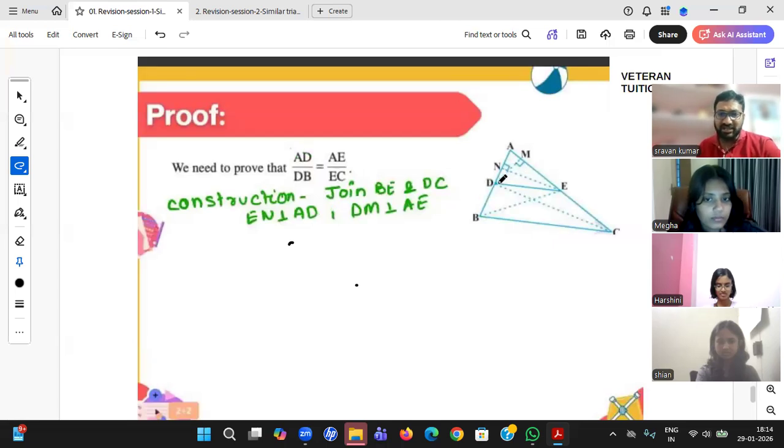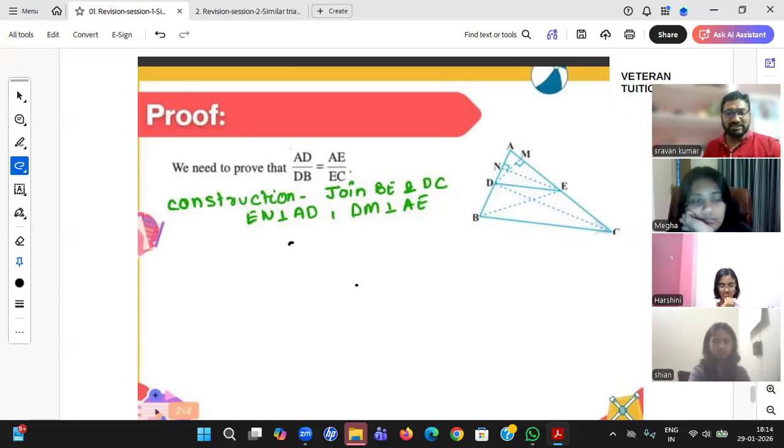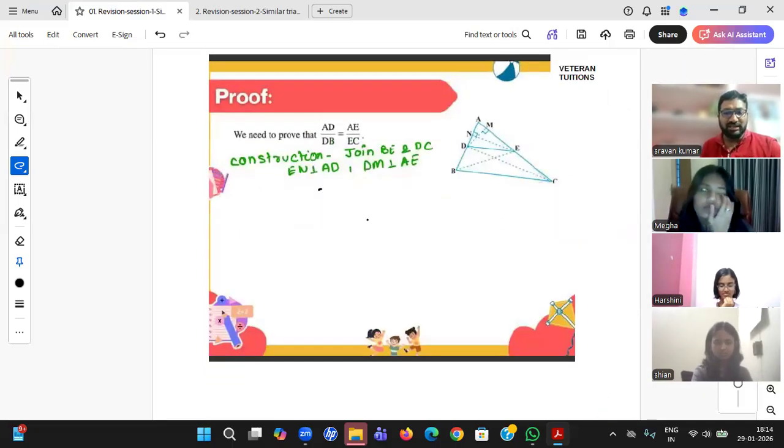This is the extra construction: DM perpendicular to AE. Also, join DC and DB. These are the minimum constructions we require to do to further prove this. Okay, student, once you have understood the construction, let us start the journey.